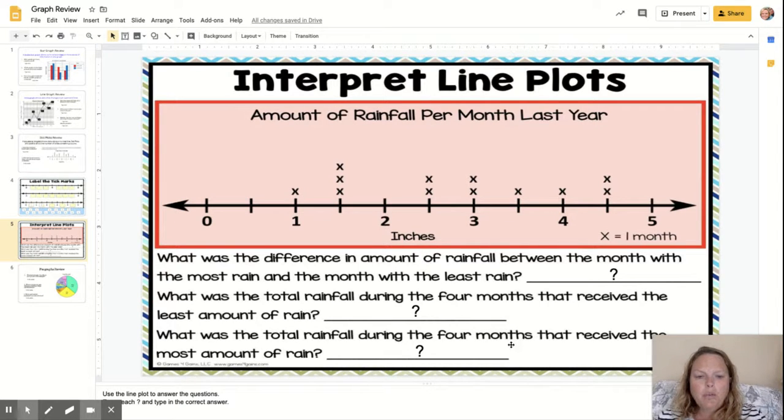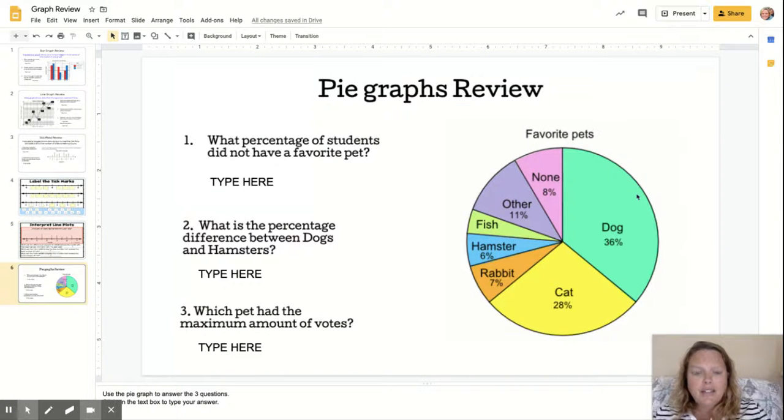And then what was the total rainfall during the 4 months that received the most amount of rain? So it looks like 2 months had 4.5, 1 had 4, and 1 had 3.5. You have to add all those up. I'm trying to help you here because that, my friends, was a tricky one. And then the last one is easy. You just have to read this pie graph, read the questions, and answer them. They're super easy. So I'm not even going to read those to you because you can get those with no problems at all. I know it's tricky.